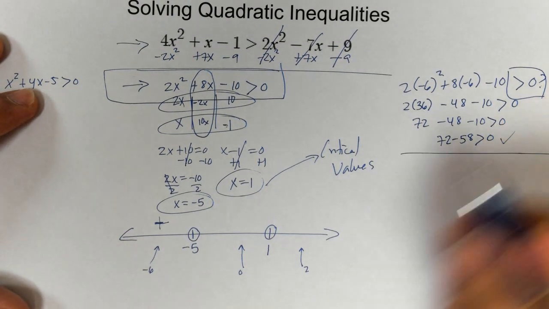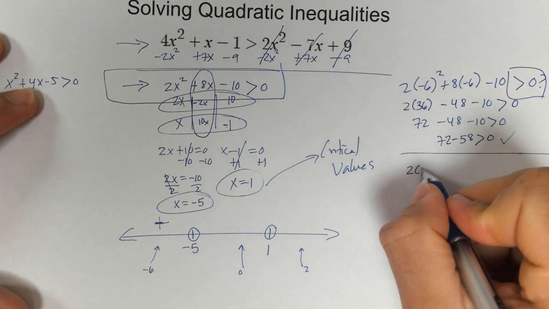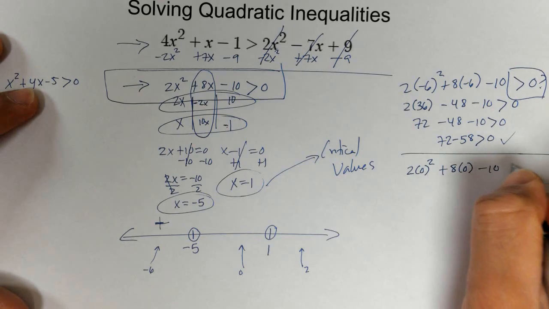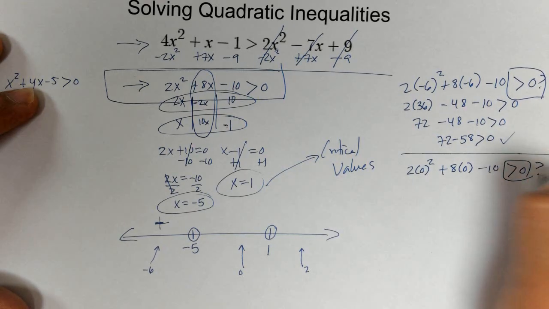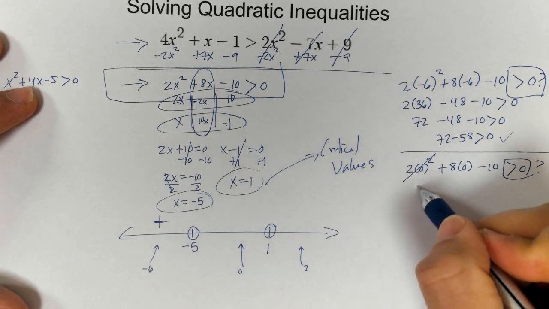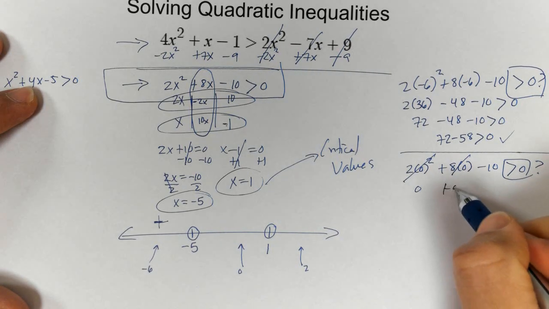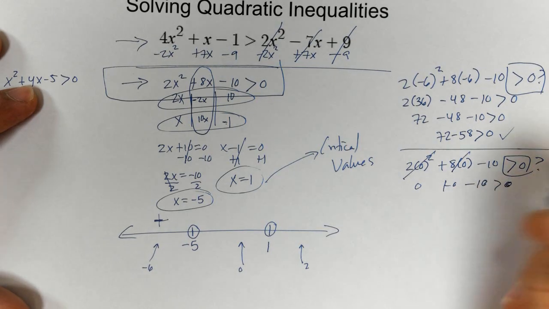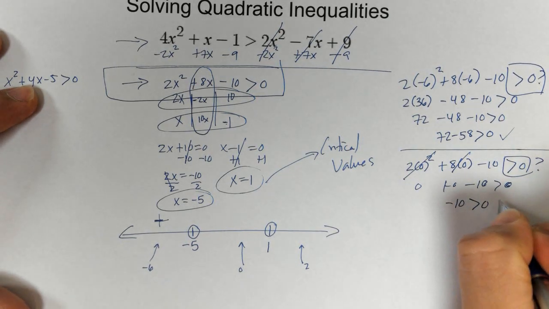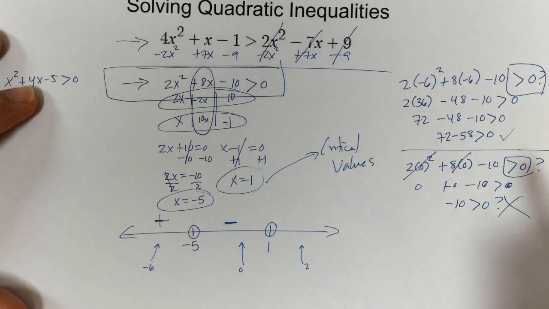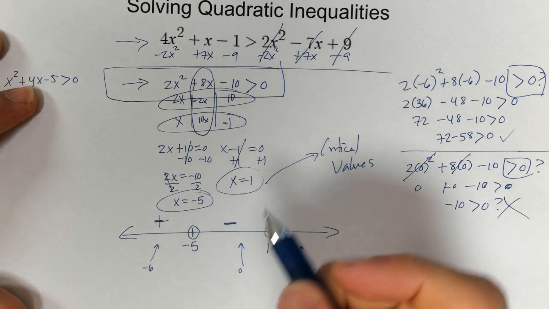I try this again with 0. Let's plug 0 into the equation. When I plug in 0, 0 squared is 0 times 2. This gives me 0. 8 times 0 is 0. And now I have, is -10 greater than 0? No. I got a negative value there. I'm looking for greater than 0, right?